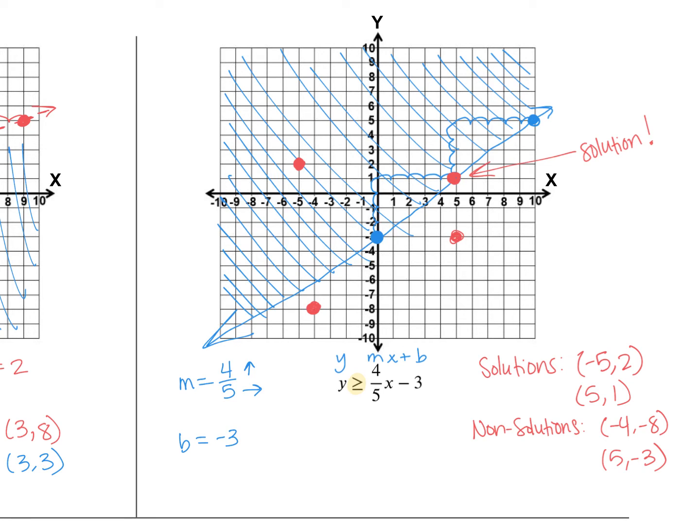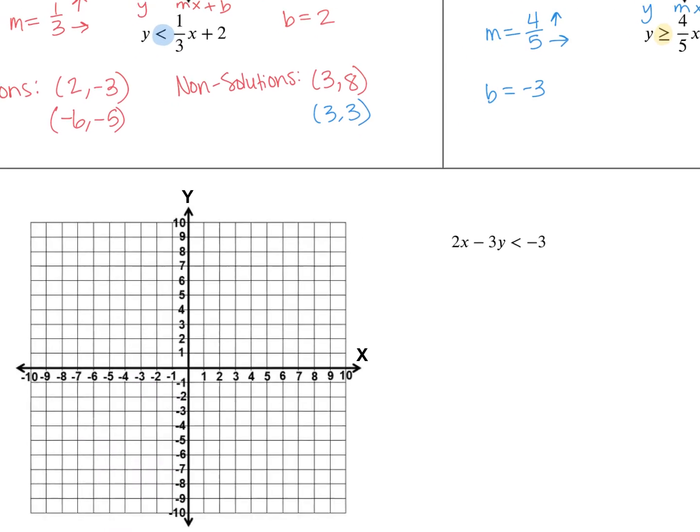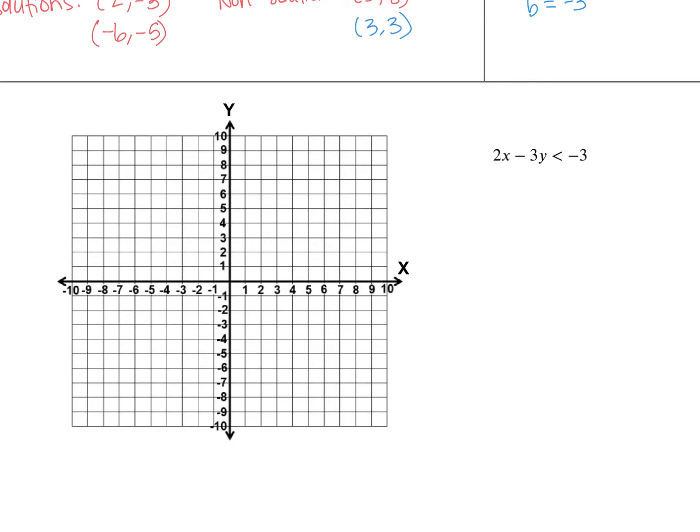We have one more example to go over. So let's look at this one. All right, we have 2x minus 3y is less than -3. So notice that this problem is not in slope-intercept form. We don't have y isolated or y by itself. So that means we have to solve for y here.